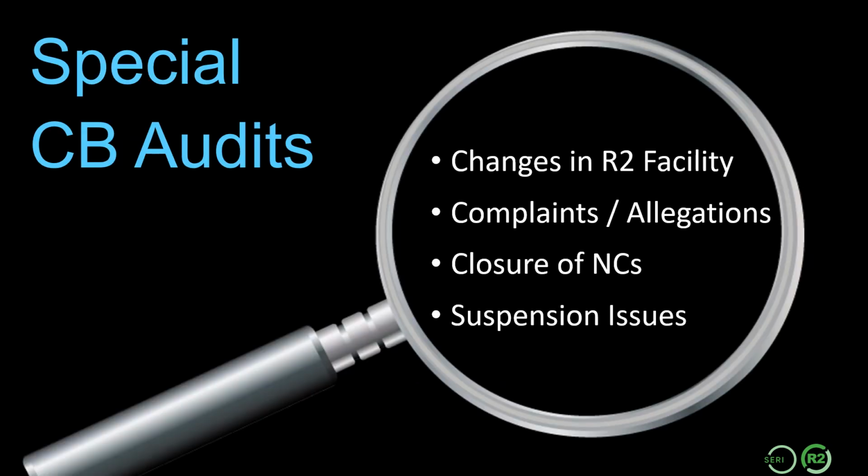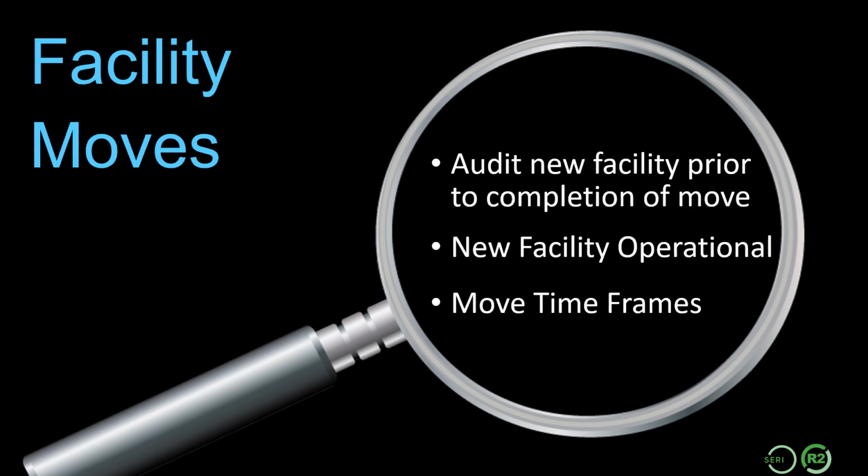The CB may conduct additional special audits at their discretion. Special audits may be conducted for reasons such as verifying changes in the R2 facility's operations and scope, investigating complaints or allegations, closure of NCs, or resolution of suspension issues. The Code of Practices specifies the process that CBs must follow to verify and audit the move of an R2 facility from one location to another.